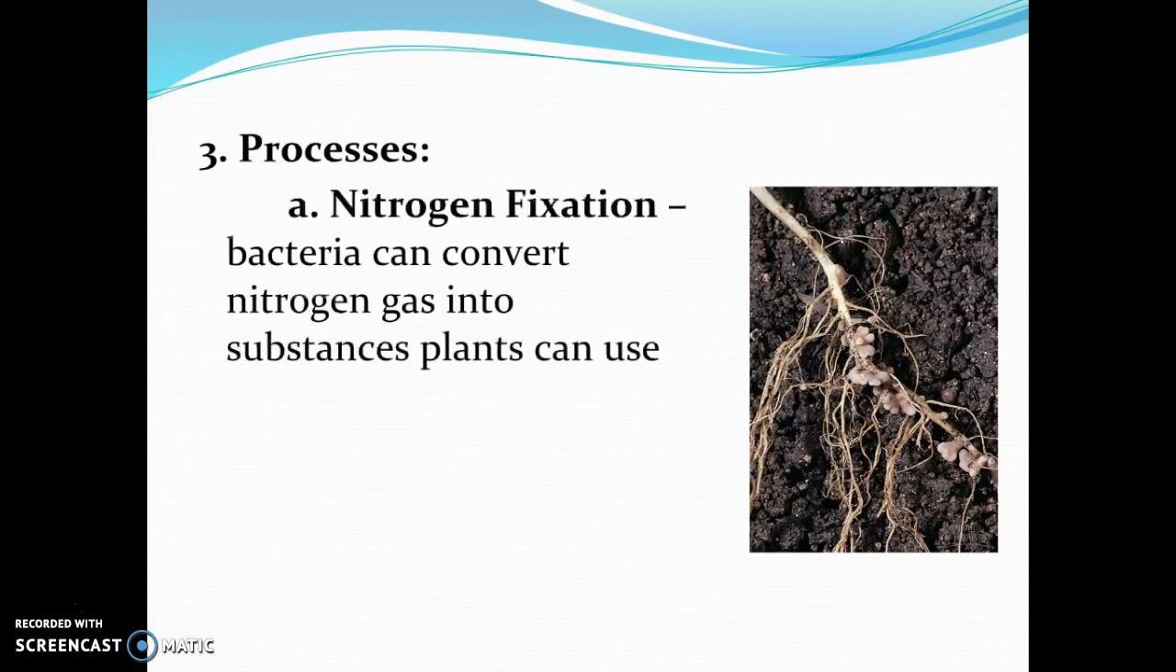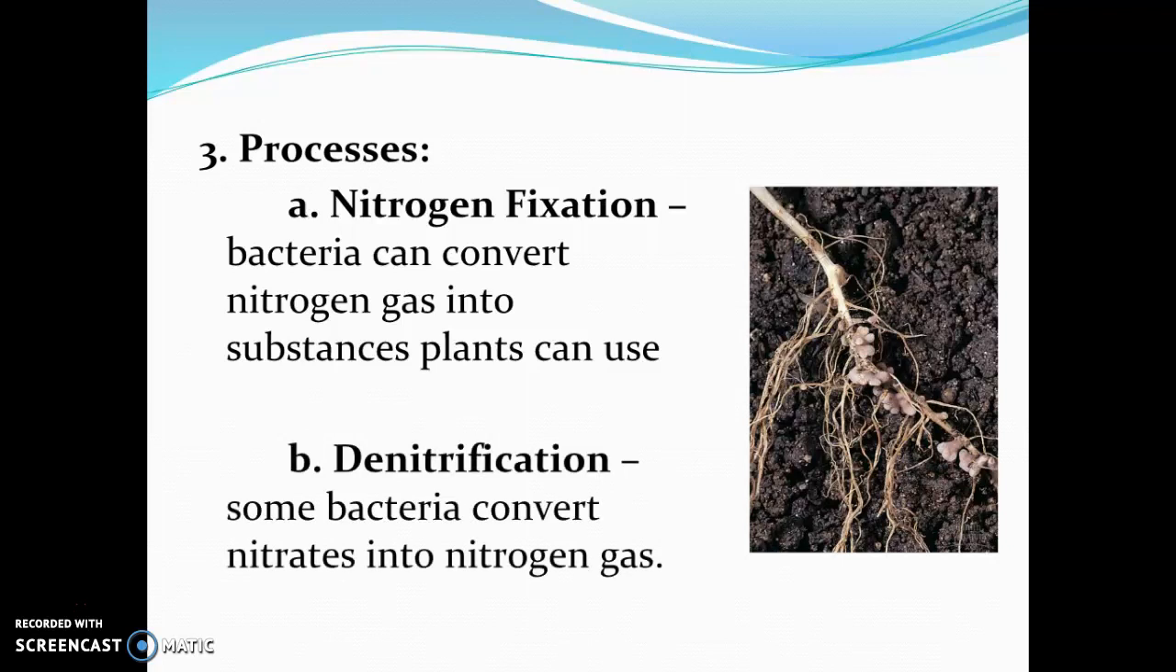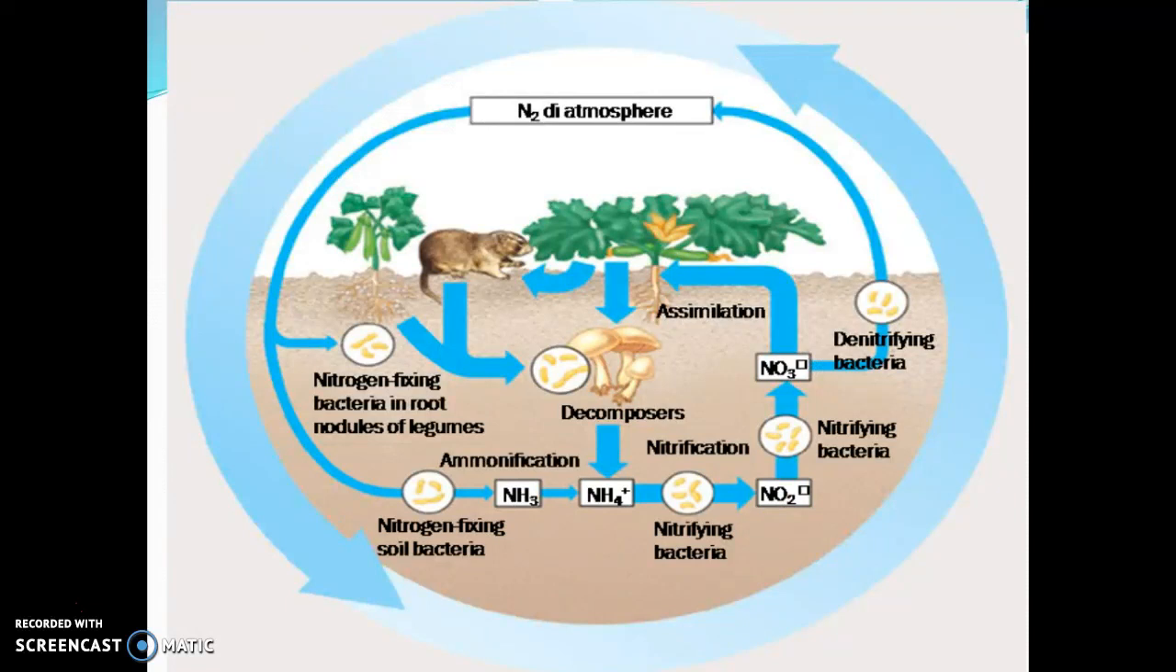The processes, so this is going to be the first box, you're going to write down that there's something called nitrogen fixation, which is when bacteria can convert nitrogen gas into substances that plants can use. So they kind of give back to the soil, and this is what the roots pick up for their nutrients. There's also a process called denitrification, where there's some bacteria that convert nitrates into nitrogen gas. So then it goes back into gas.